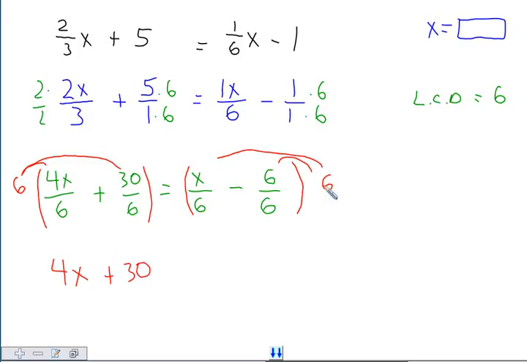If I multiply this side by 6, if I multiply 6 times x divided by 6, multiplying by 6 and dividing by 6 cancel each other out, and I'm just left with x. And same thing here. If I multiply by 6 and divide by 6, those are inverse operations. They cancel each other out, and I'm just left with minus 6. So usually when I'm solving these, I don't even write this part out necessarily.